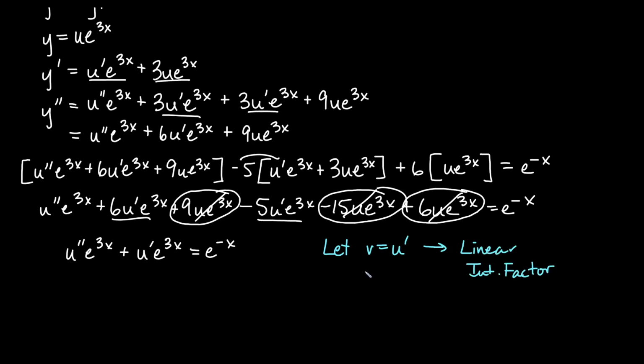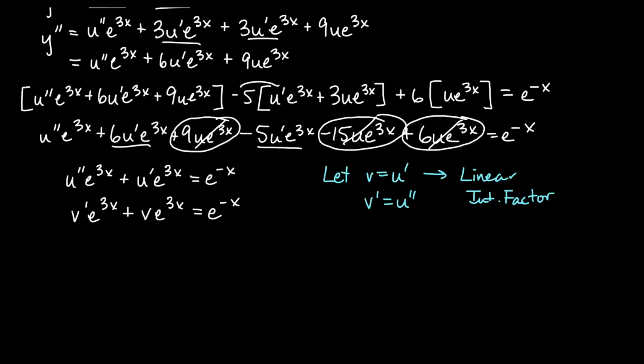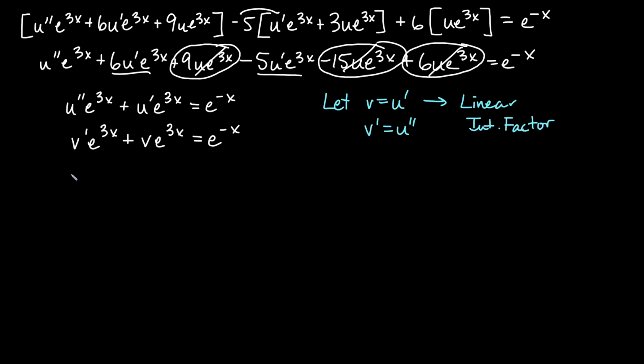If v is u prime, obviously that means v prime is going to be u double prime, right? So let's go ahead and plug in all that stuff over here. That would become v prime e to the 3x plus v e to the 3x equals e to the negative x. Go ahead and give ourselves some more room. And so now think about, this is really like dv dx e to the 3x plus v e to the 3x equals e to the negative x if you prefer to see it this way.